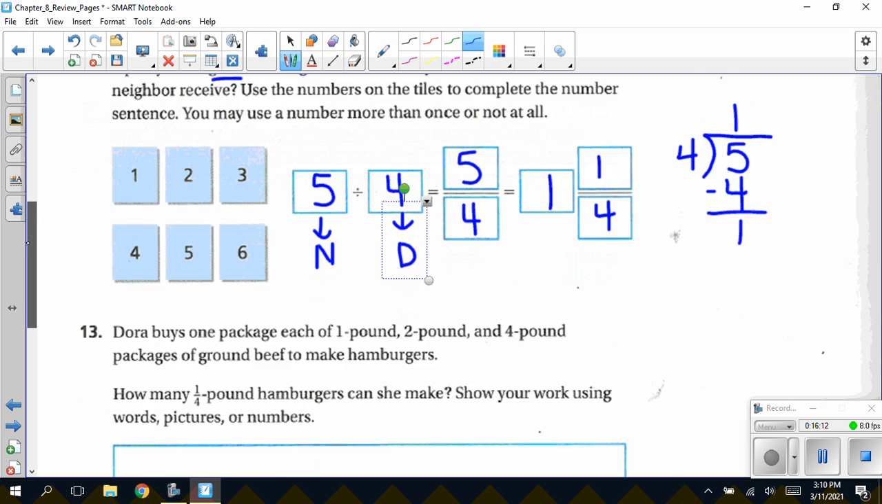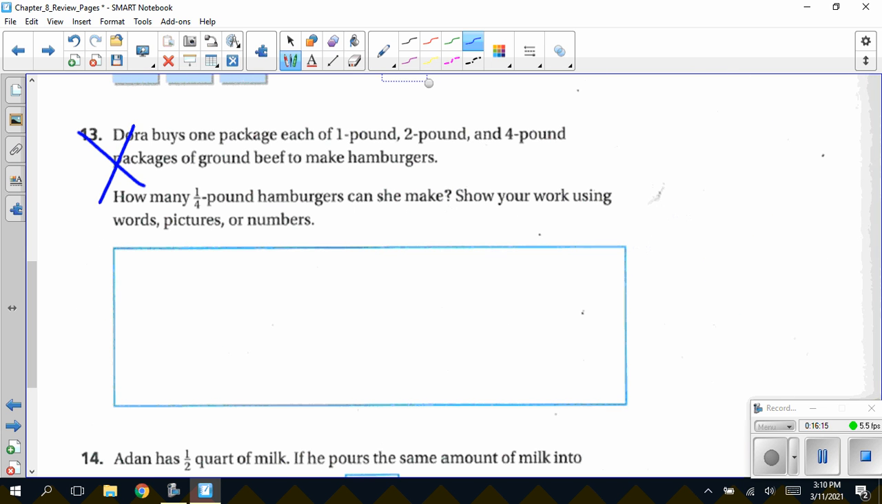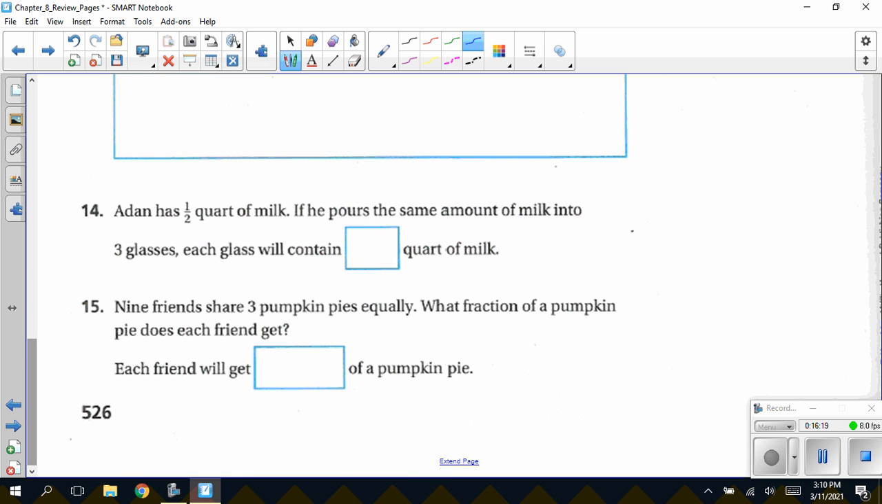Moving on, I'm going to cross off question number 13. Moving on to question number 14. This question is asking, Aiden has half a quart of milk. If he pours the same amount of milk into 3 glasses, each glass will contain how much of a quart of milk? So I know that it's the milk that is being divided, and it's being divided into 3 glasses. So I know that it's half a quart of milk divided by 3 glasses.